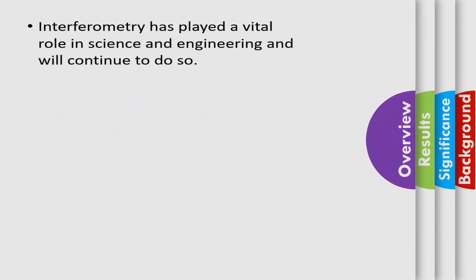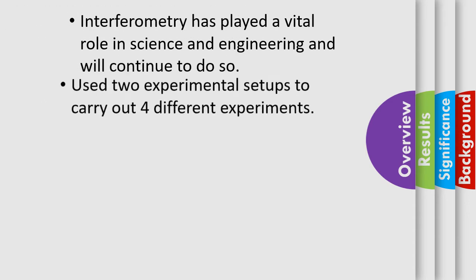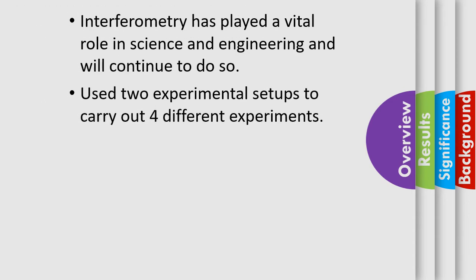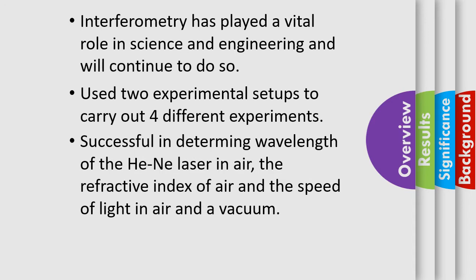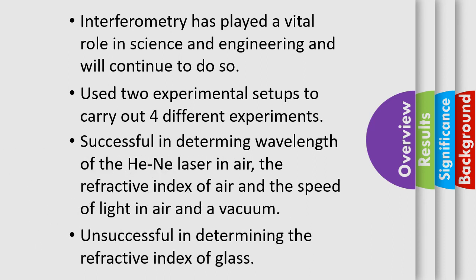In retrospect, the use of interferometry has played a vital role in science and engineering, from initially providing one of the most accurate measurements of the speed of light to continuing to play a vital role due to its usefulness in things such as LIGO in finding gravitational waves. Two experimental setups utilizing the specialized technique of interferometry were used. By observing interference patterns, we were successfully able to determine the wavelength of the HeNe laser in air, the refractive index, and the speed of light in air and a vacuum, as well as unsuccessfully determining the refractive index of glass.